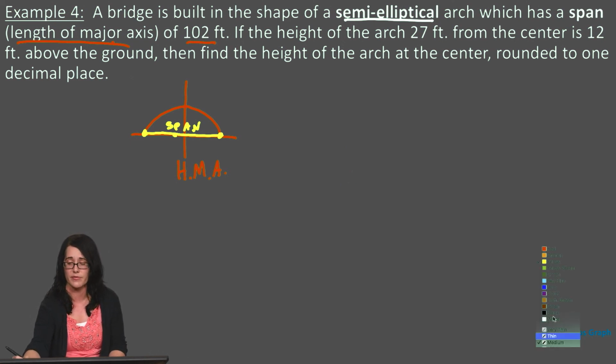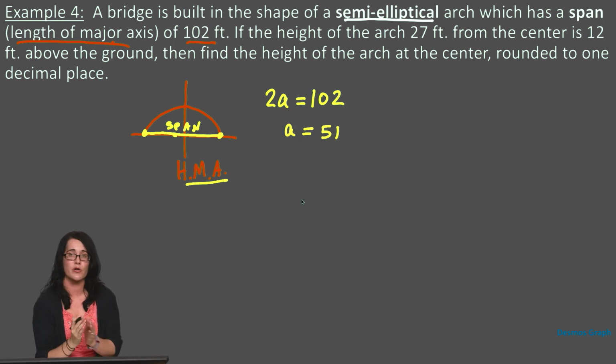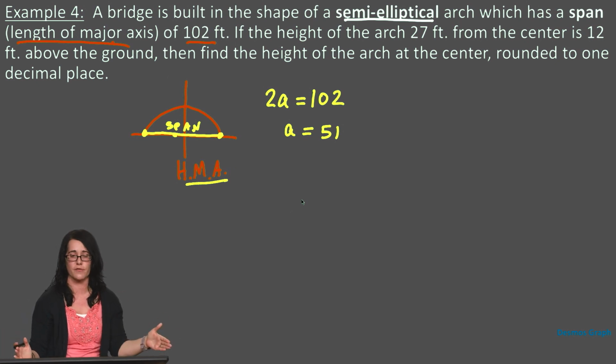Well, we know the length of the span. The span, which is the length of the major axis, so 2a is always the length of the major axis, has a length of 102. So don't we know what a is? Dividing 102 by 2, we would get 51, wouldn't we? So we would go 51 feet in each direction from the center.